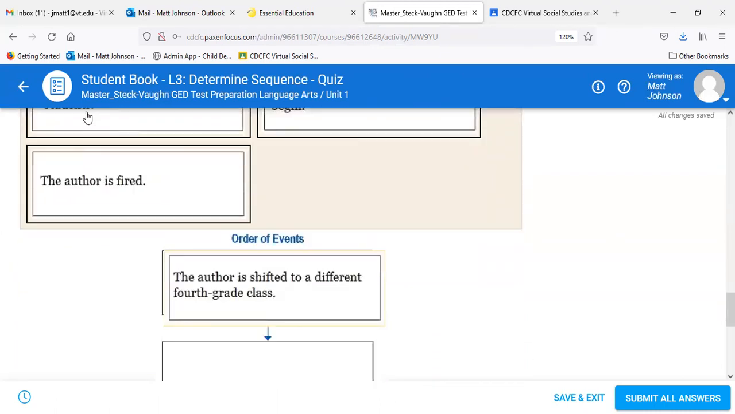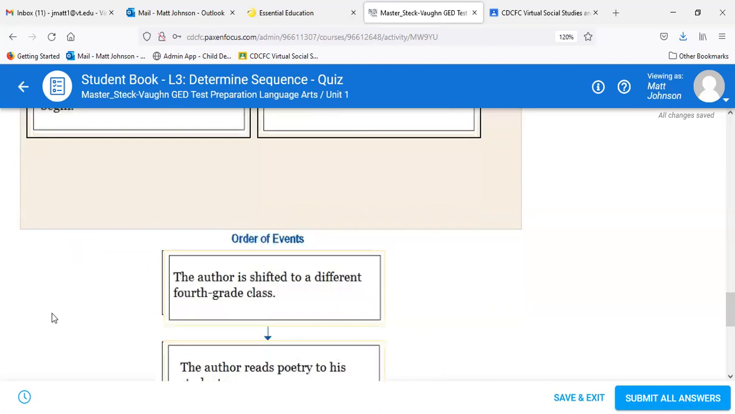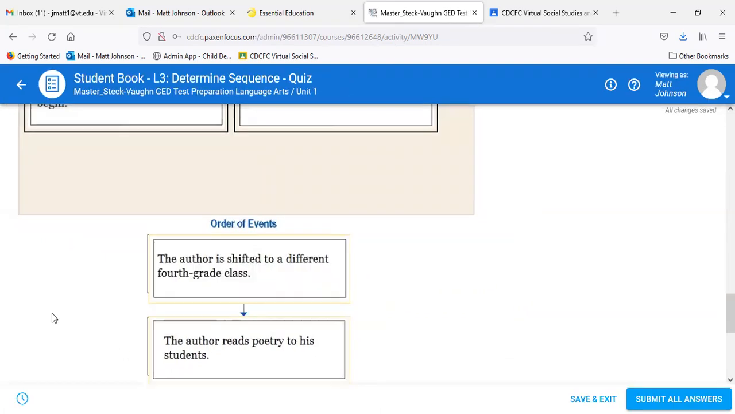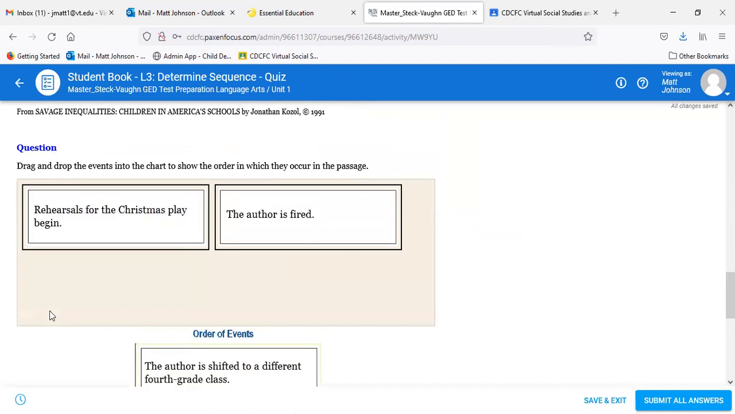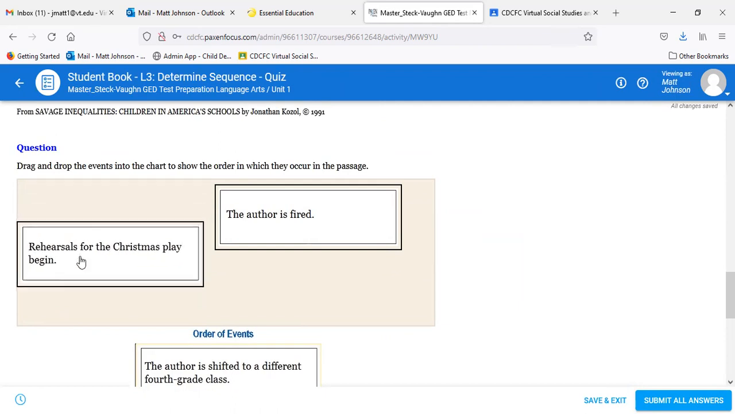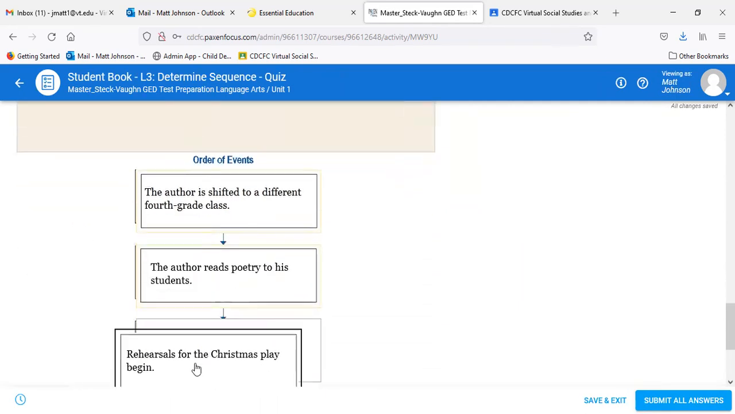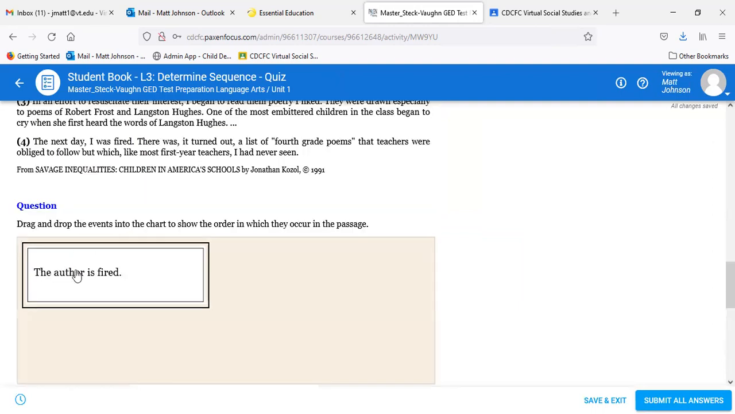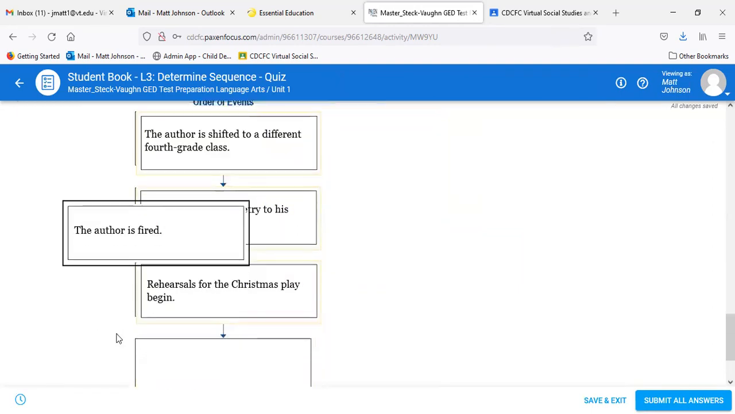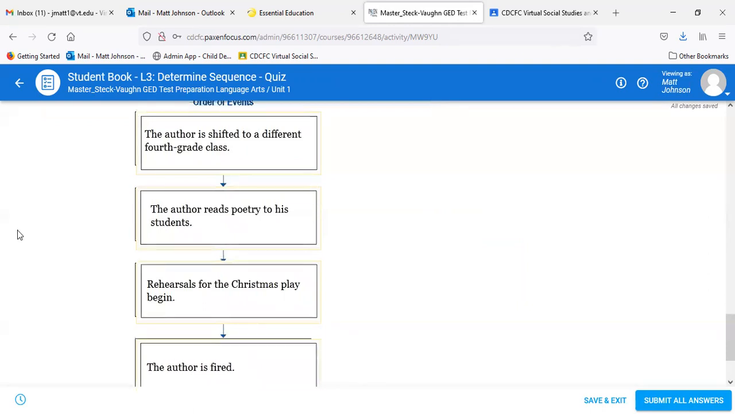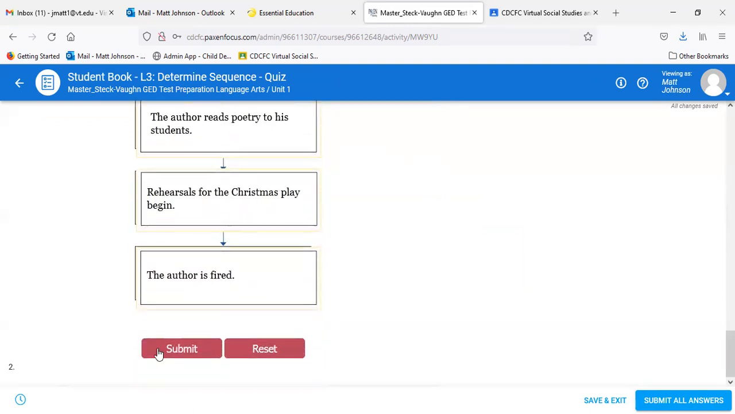Yes, that's next. This is kind of hard because I don't have enough screen. I guess I could make it real small, but I don't like doing that either. And then process of elimination, what will be next? The author is fired. Oh, we do the rehearsals first, right? Rehearsals for the Christmas play. Yes. And then he's fired. Right. That caps it off. And hit submit.